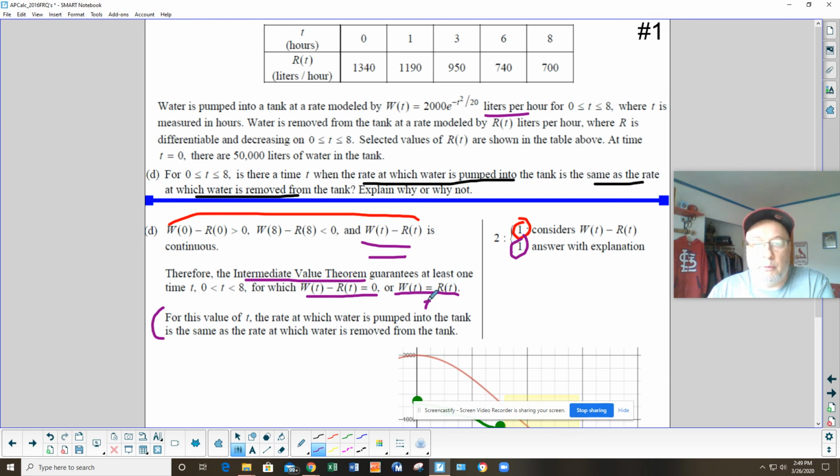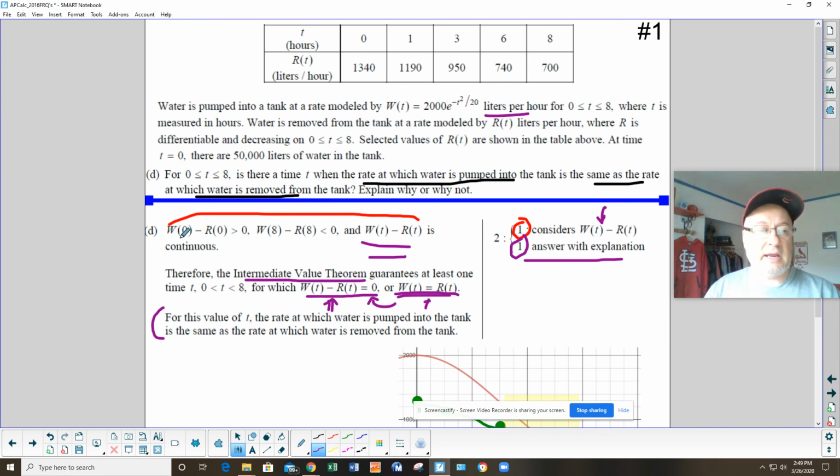Now, by all means, if you bring the R of T over, you could also have this alternative option too. W of T minus R of T equals 0. So you really need to be looking at this entire interval. So as long as you considered W of T minus R of T or this, that is the same thing. These two are the same. As long as you considered W of T minus R of T or W of T equals R of T, you're going to get this first point. But then the answer with the explanation here is going to be probably your most challenging part of this question.